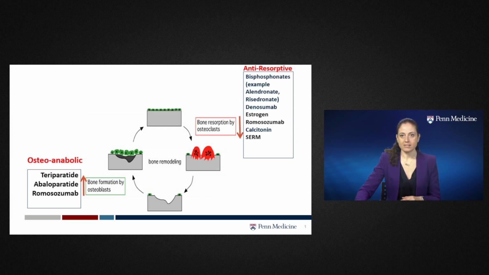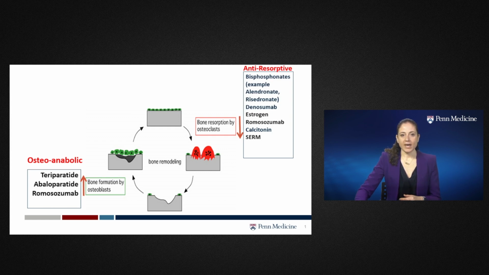Denosumab, which is Prolia, is also an anti-resorptive agent, which decreases the amount of bone being removed, as well as estrogen, romosozumab, calcitonin, and selective estrogen-like medications. As you can see here, you can find romosozumab in both sections. Romosozumab is both an anti-resorptive agent as well as an osteo-anabolic agent, and it stimulates bone formation.